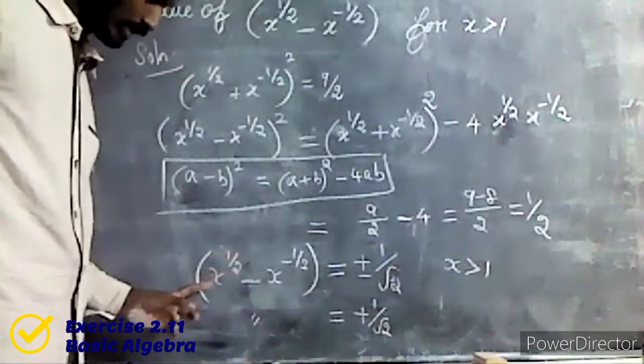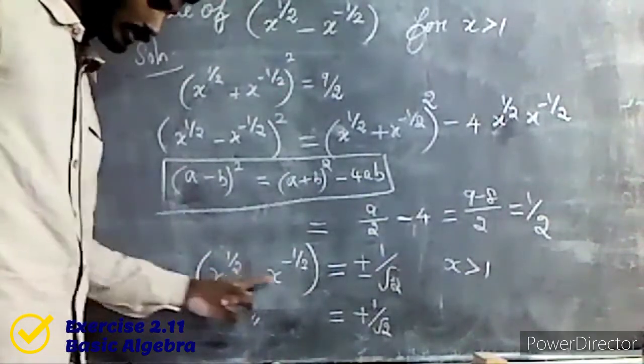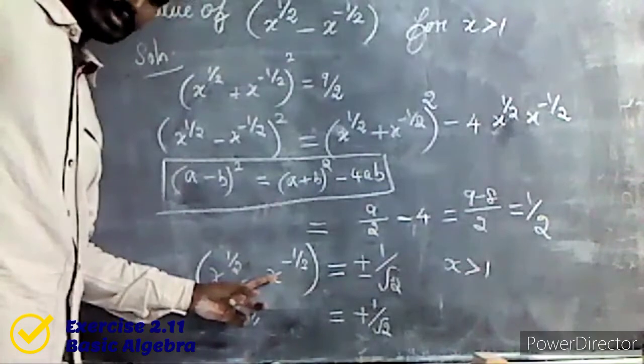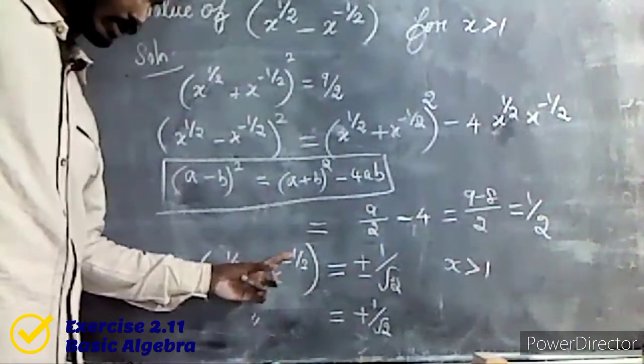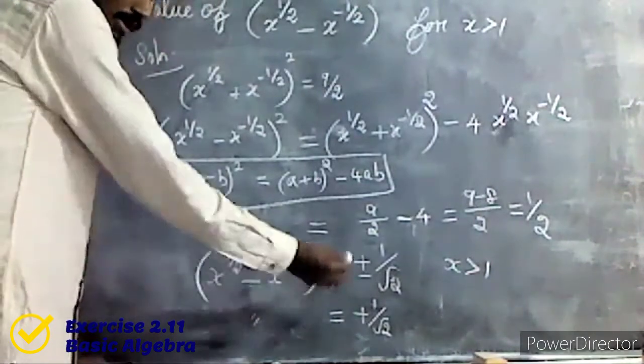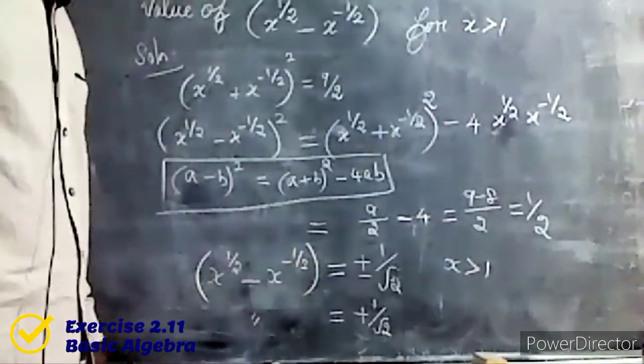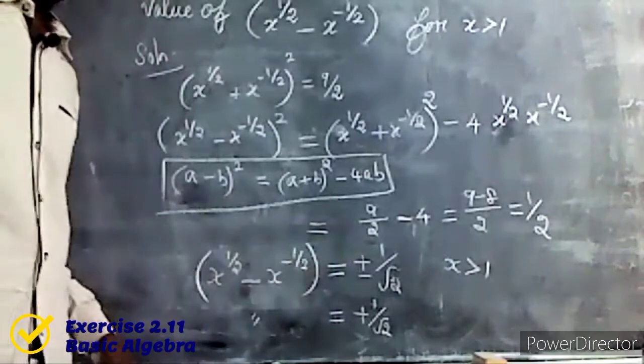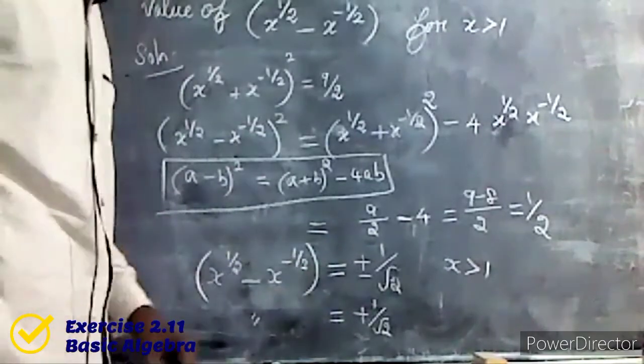X power 1 by 2, because x value is more than 1. So compulsory this value is more than 1. So the power is negative means this is always smaller. Therefore answer will be positive. Minus 1 by root 2 is not possible when x is greater than 1. So write it. Next problem.